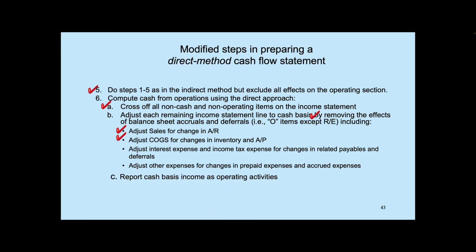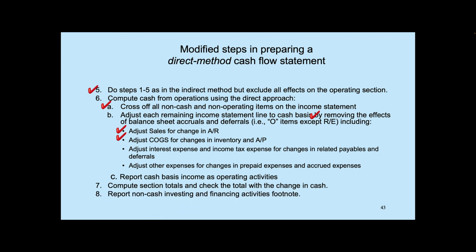And so we can go here and say, all right, we're going to report the cash basis income as the operating activities. And then we're going to compute the section totals. And we're going to report the non-cash investing and financing activities footnote if it's necessary. So we're going to check off these things. And now we're going to just add it up. And we notice, wow, it does work. And now we've shown the direct method, cash in minus cash out, and we get cash from operations. And it's easier to understand, really.